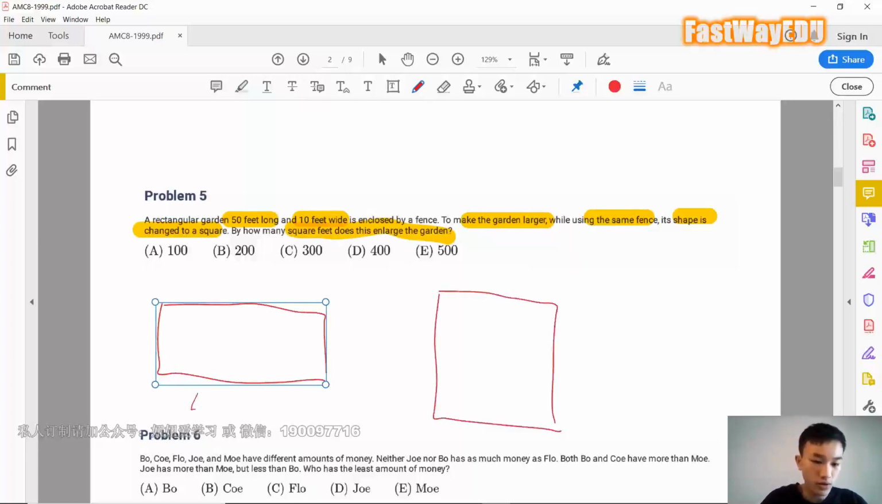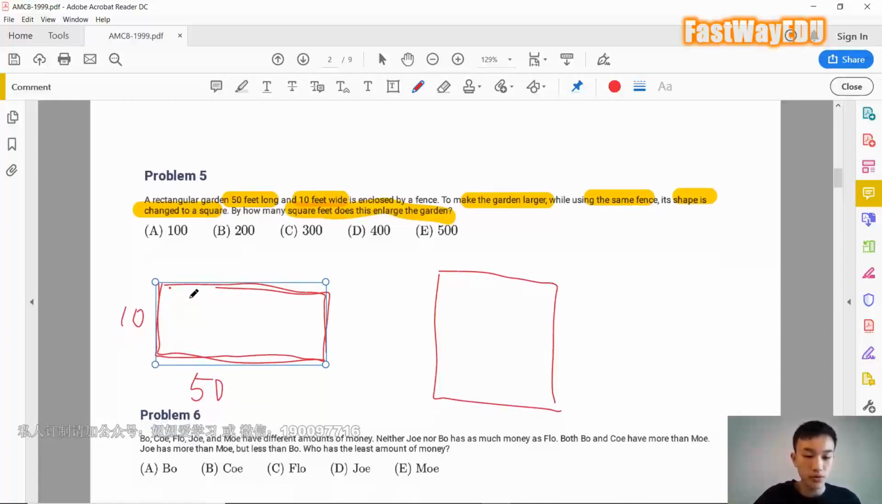So the rectangle, we know it's 50 by 10. Now to make the garden larger, we want to use the same fence. So we can see the fence, that's clearly the perimeter of the rectangle. Same thing with the square garden. The fence is going to be the perimeter. So since the fence is the same, that means the perimeter of the rectangle and the square stays the same.